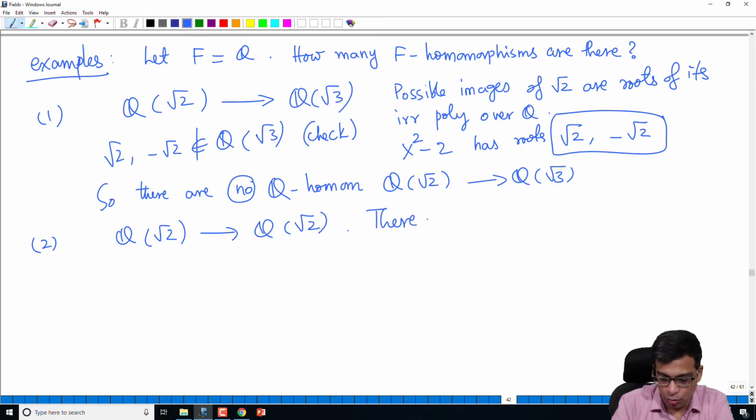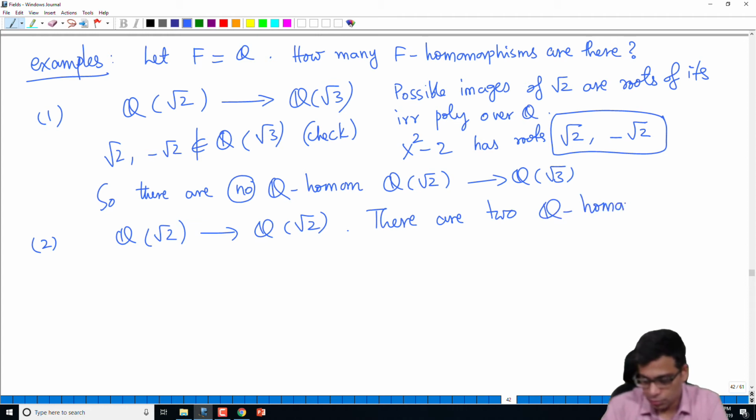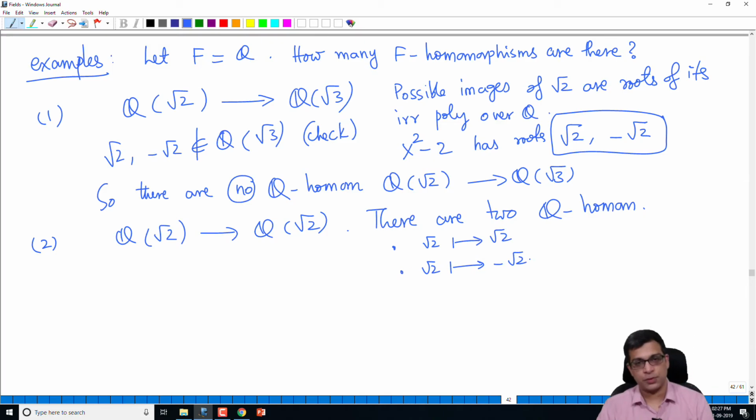Here there are two Q homomorphisms, right? One sending root 2 to root 2, the other sending root 2 to minus root 2. As the previous example shows, the possible images are root 2 and minus root 2. In the first example, root 2 and minus root 2 are not here. In the second example, they are there.